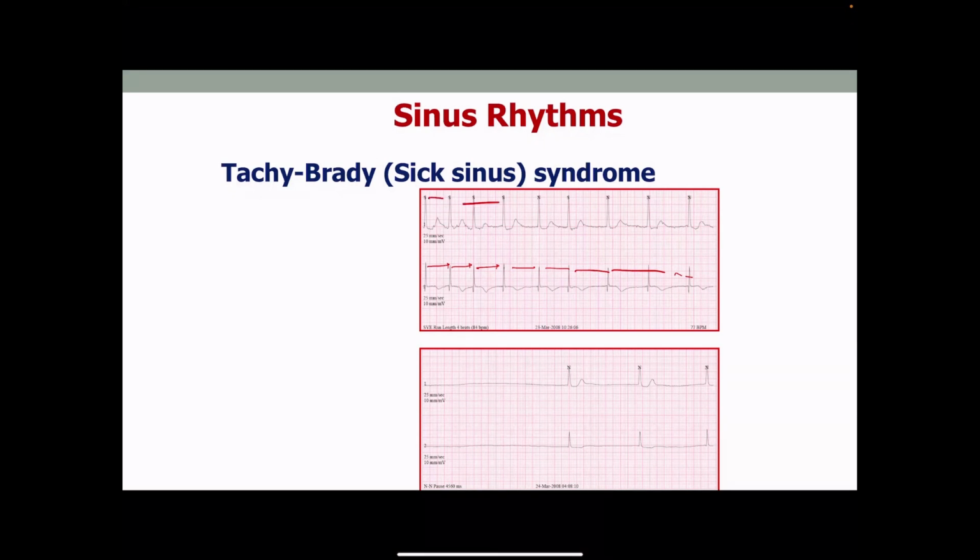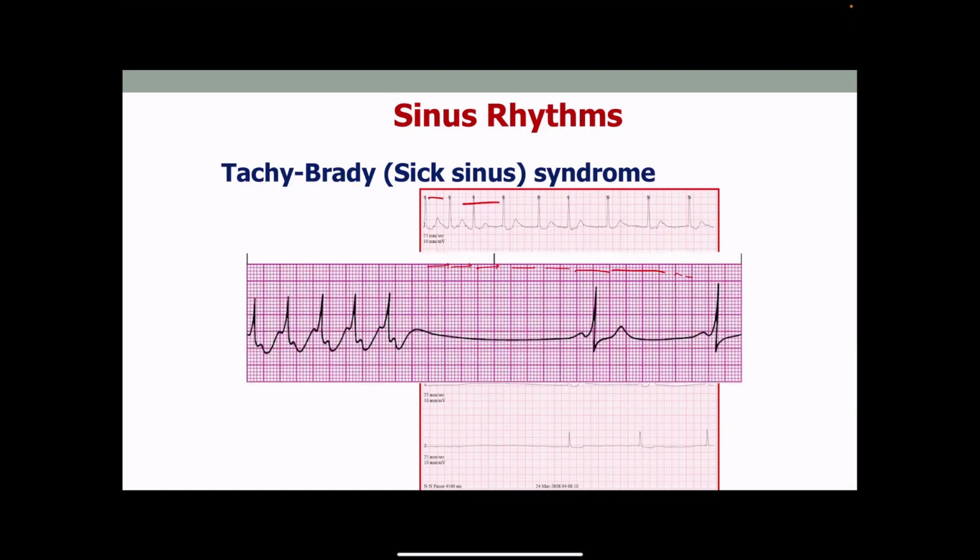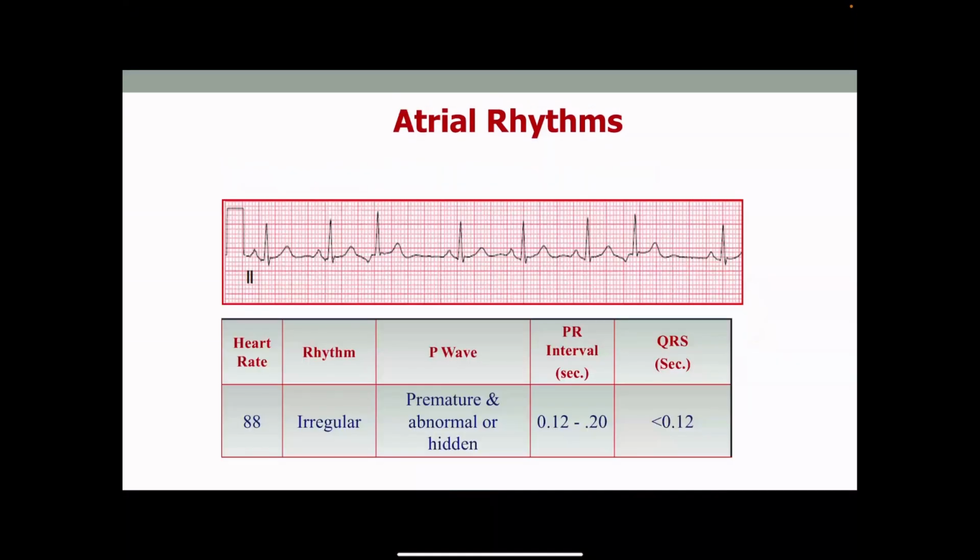Now, when do we call it sick sinus syndrome? It's this one, okay? When it's tachycardia, then there's arrest in the middle, and then bradycardia. This is sick sinus syndrome, okay? What about this one?